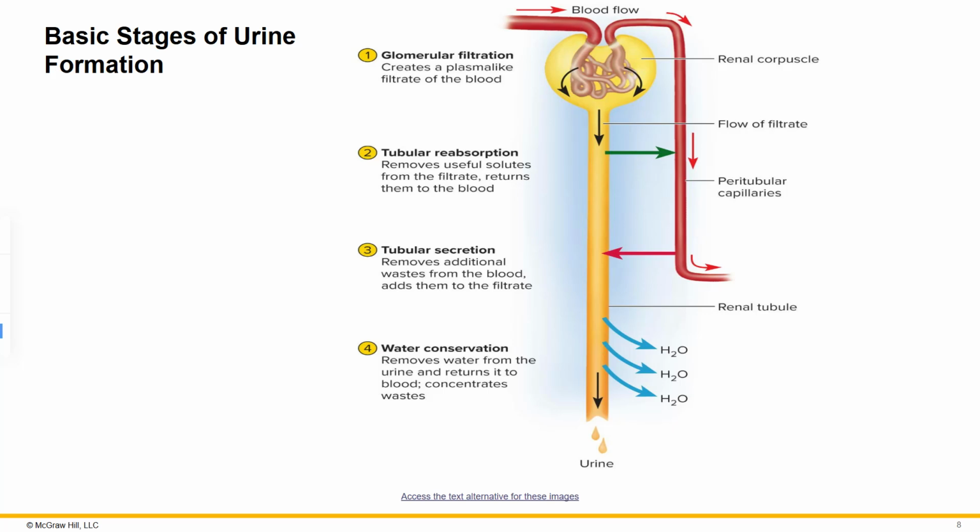Then we send it on a pathway of reabsorption. So basically what happens is everything falls out of the blood, and then the nephron tubules decide what still needs to stay in the body. So we reabsorb all the good stuff and leave the bad stuff to pass through to the urine. Tubular reabsorption removes the useful solutes from the filtrate and returns them to the blood. Tubular secretion is when we remove additional waste from the blood and force it into the urine. And water conservation removes water from the urine and returns it to the blood and concentrates wastes.